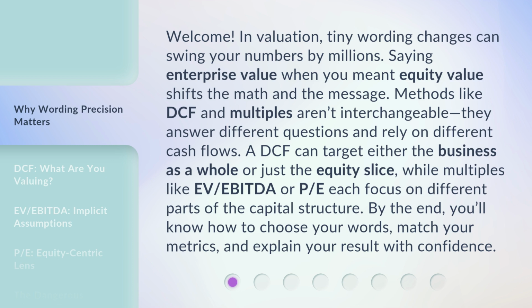A DCF can target either the business as a whole or just the equity slice, while multiples like EV/EBITDA or PE each focus on different parts of the capital structure. By the end, you'll know how to choose your words, match your metrics, and explain your result with confidence.